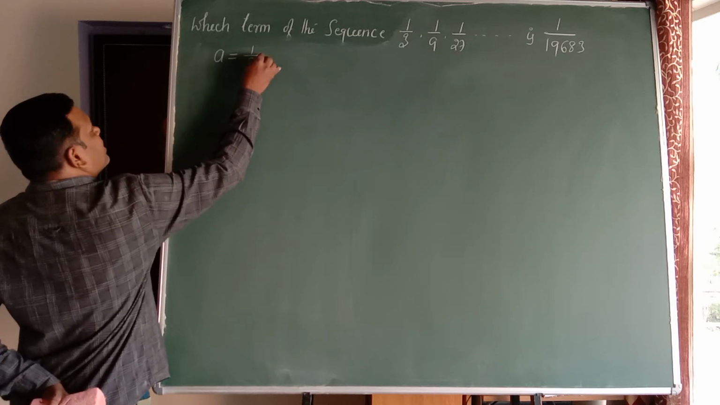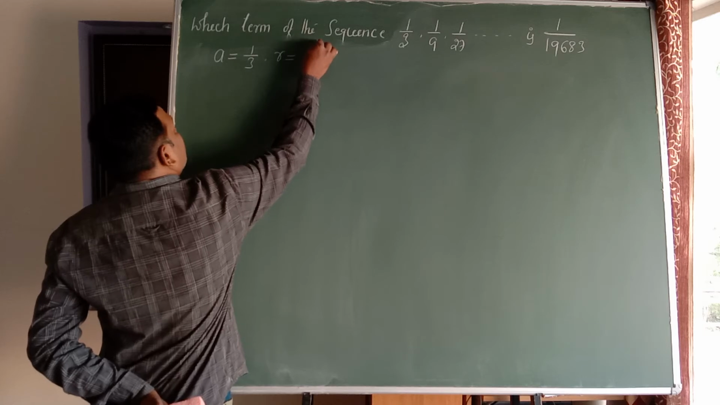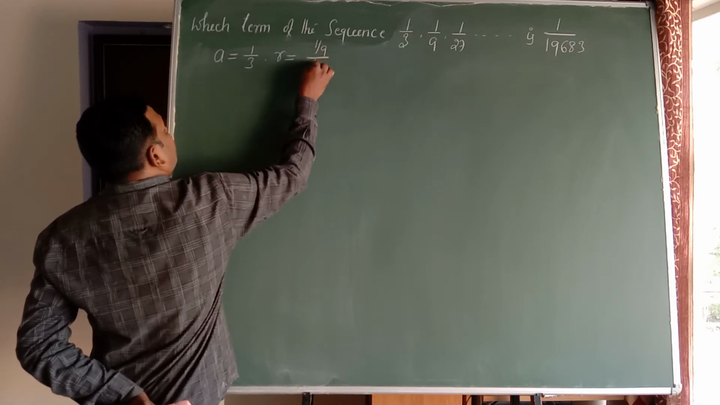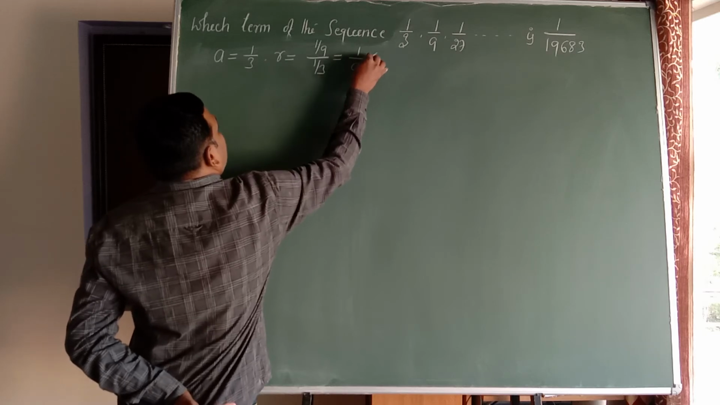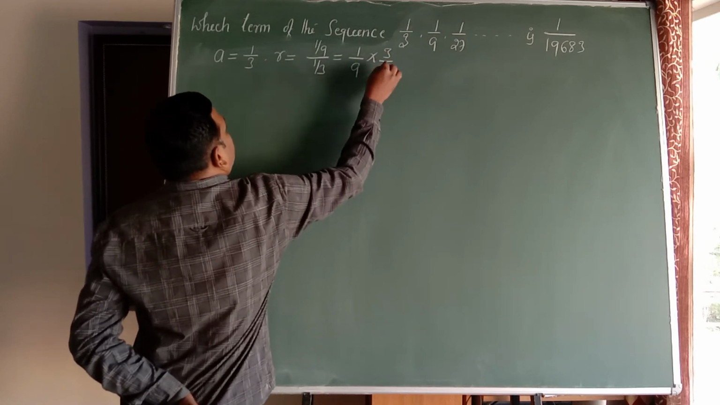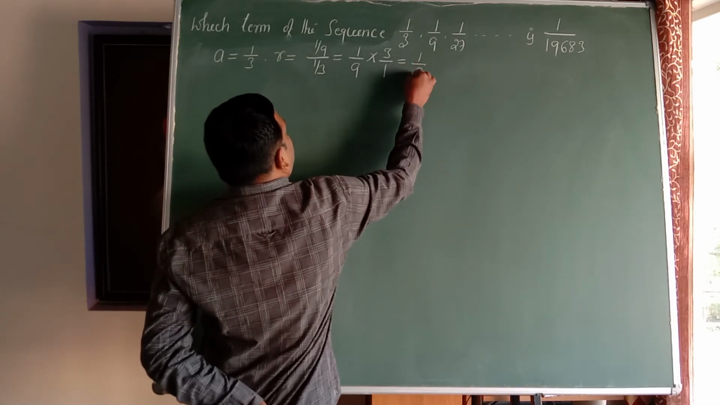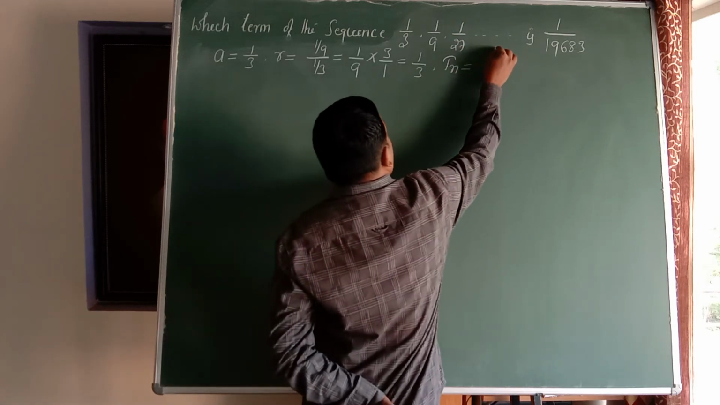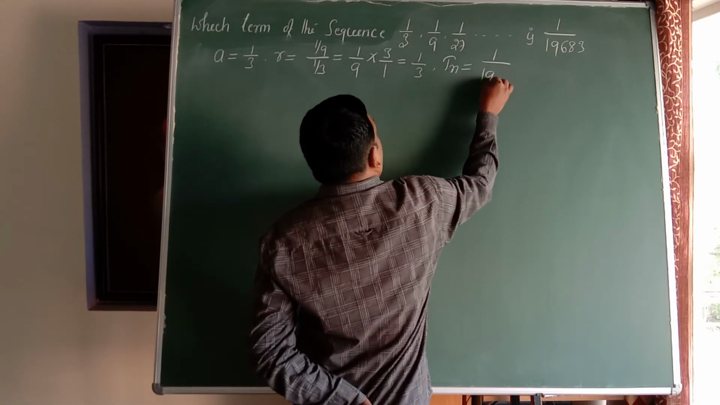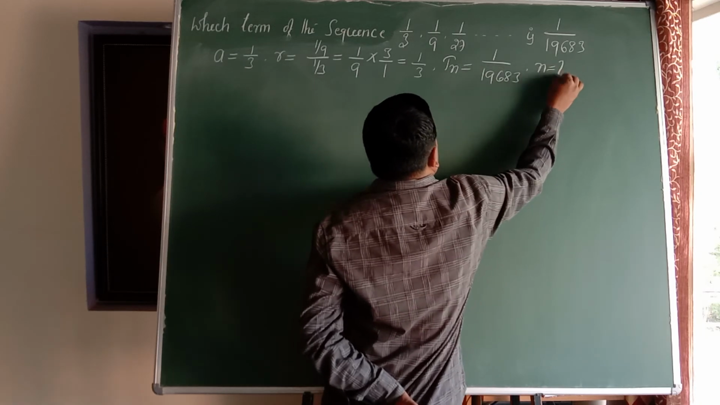Now here A is equal to 1 by 3. The common ratio R is equal to T2 by T1, nothing but 1 by 9 divided by 1 by 3. This can be rewritten as 1 by 9 into 3 by 1. So 3 3s are 9, and the answer is 1 by 3. And Tn here is 1 divided by 19683. We wish to find n, that is the question mark.